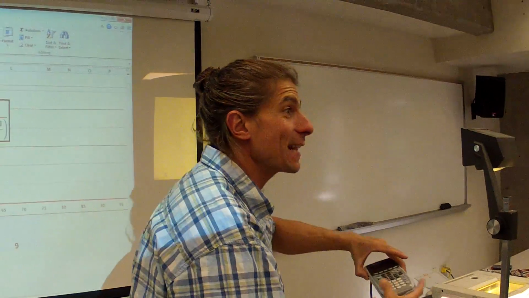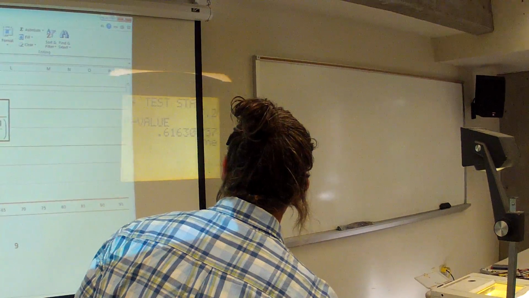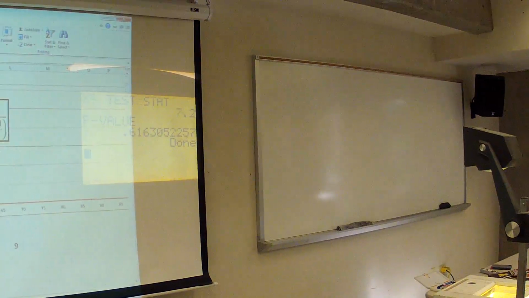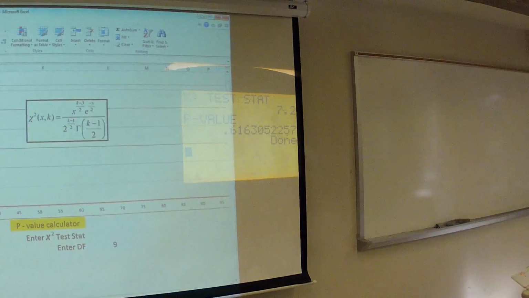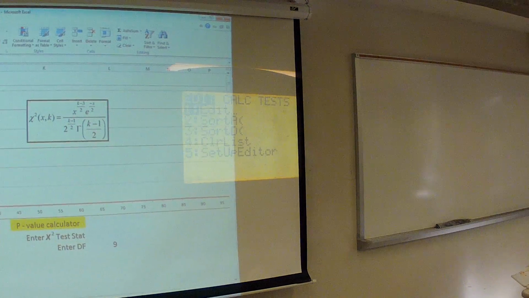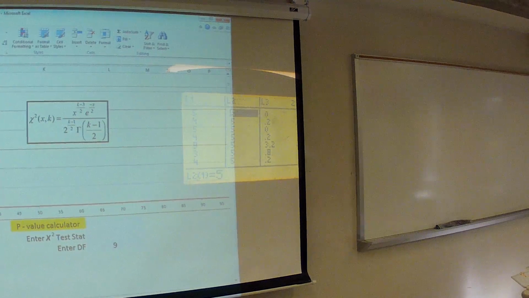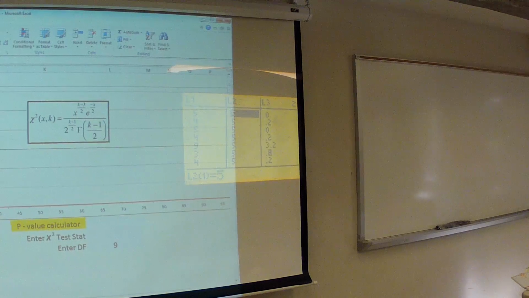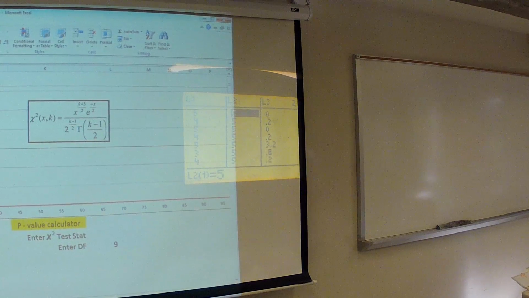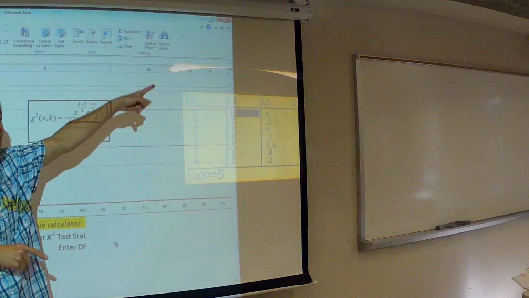If you go back to your stat editor, you'll now see that L3 is full of stuff. I wrote the program to clear L3 and replace it with, if you remember the board full of stuff we did on Tuesday, the last column, O minus E squared all over E, that's that column right there. So the 7.2 is the sum of all these values.